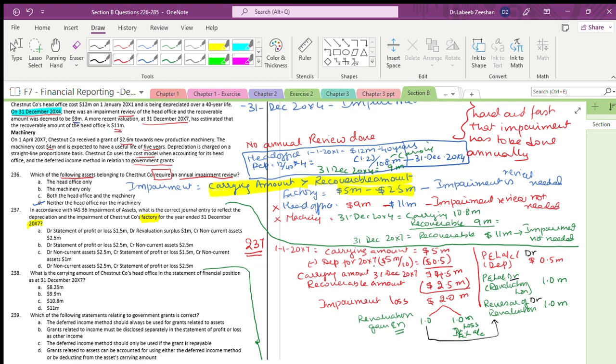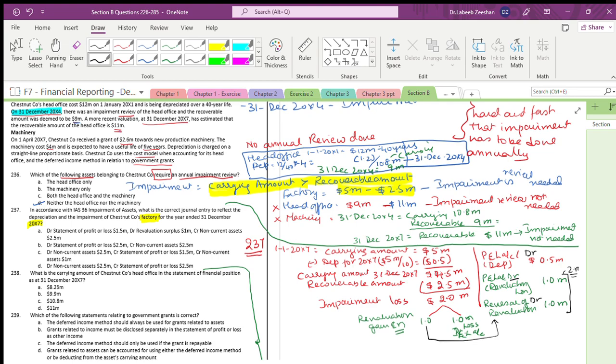Total, how much is the loss? 2 million is the loss. Don't get confused, this is the 2 million loss. Now that we have accounted for this 2 million impairment loss, we have set the impairment loss against the revaluation gain of 1 million, and the balance amount we have treated as an impairment loss.